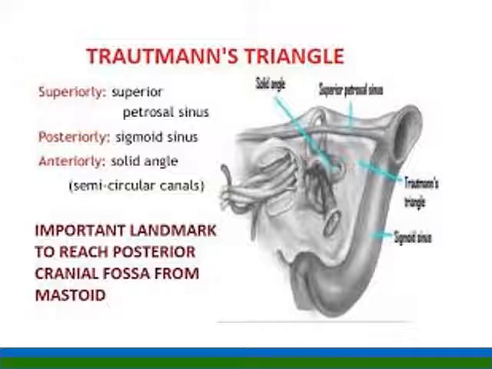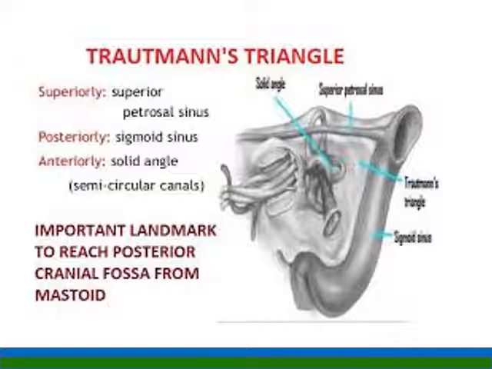It is bounded superiorly by the superior petrosal sinus, posteriorly by the sigmoid sinus, and anteriorly by the solid angle. Solid angle means the angle between all 3 semicircular canals. So you can say in a single word, anteriorly by the bony labyrinth. The space in between these 3 is called Trautmann's triangle, and it is a very important landmark to reach the posterior cranial fossa from the mastoid.